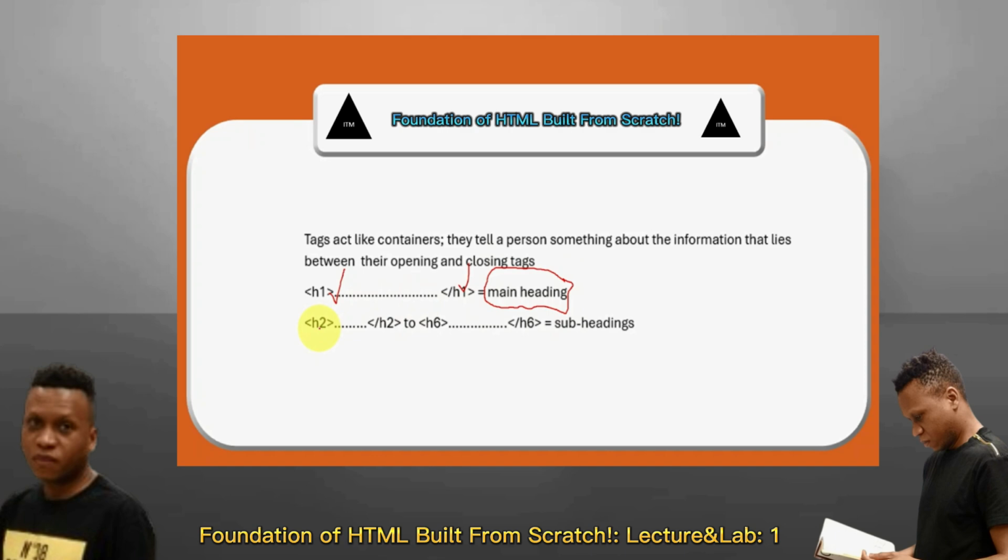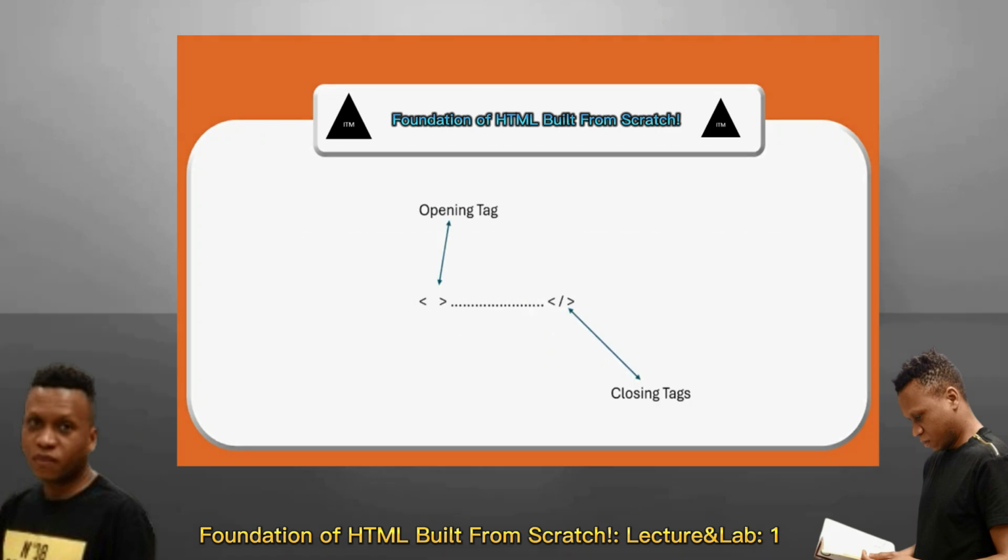Now you see we have H1, H2, H3, H4, H5, H6. Those we call subheadings. Okay. And then that's what I was saying. So here we have the open tag. This one we call the open tag. Okay, the opening tag. This one we have is the closing tag. Okay.